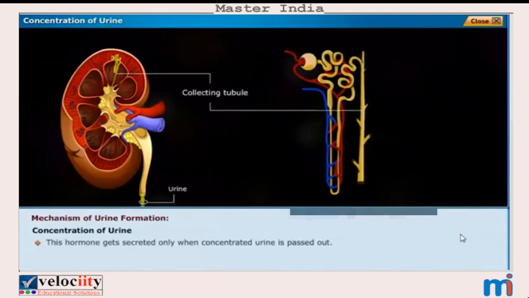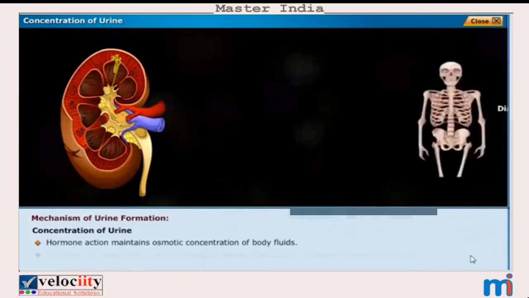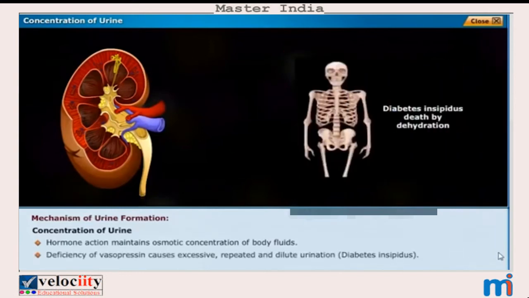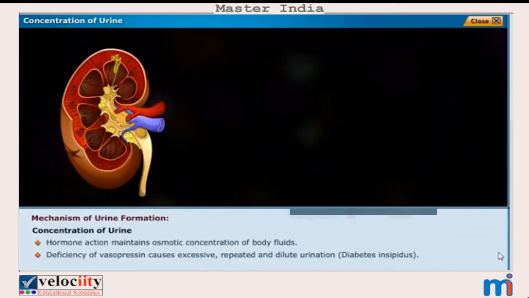This hormone gets secreted only when concentrated urine is passed out. In the absence of vasopressin hormone, only dilute urine is secreted. Hormone action maintains osmotic concentration of body fluids. Deficiency of vasopressin causes excessive, repeated and dilute urination, known as diabetes insipidus.